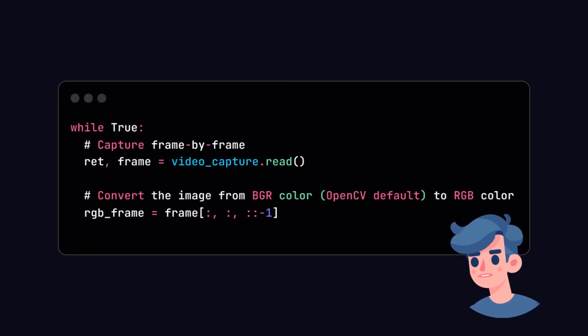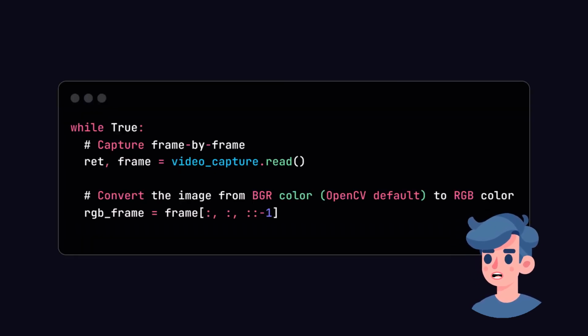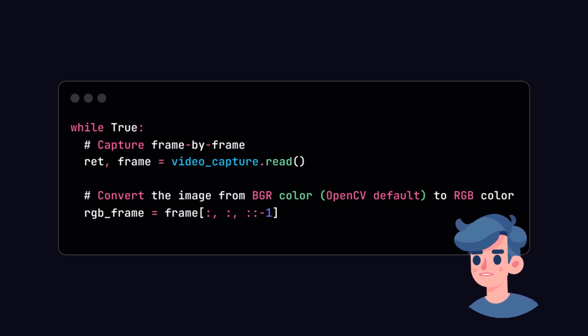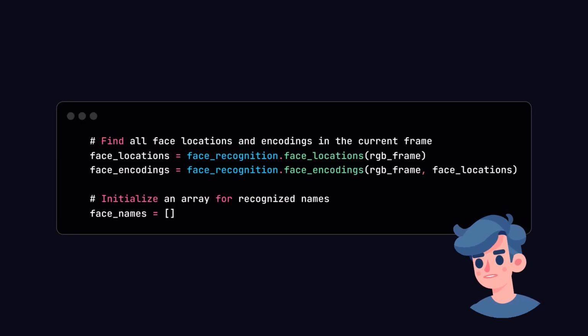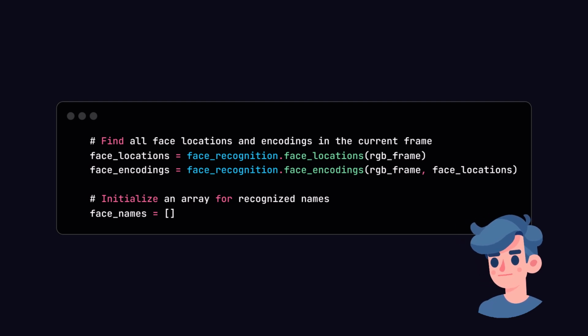Let's now create a loop to continuously capture frames from the webcam and perform facial recognition. Each frame will be checked against the known faces. Next, we'll find all the faces in the current frame and their encodings. We will compare them with our known face encodings.